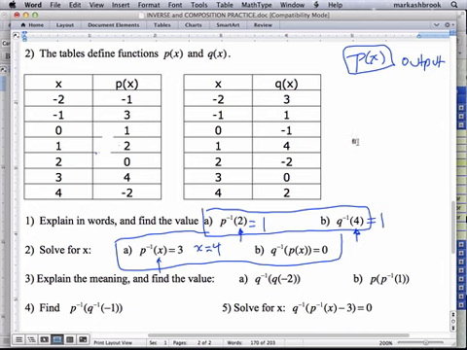Yeah, they switch. Q inverse of what equals 0? Which is the same thing as saying Q of 0 equals what? Does that make sense? Yeah. You see? Okay. So Q of 0 equals what?